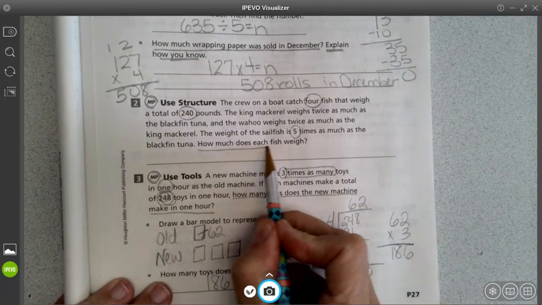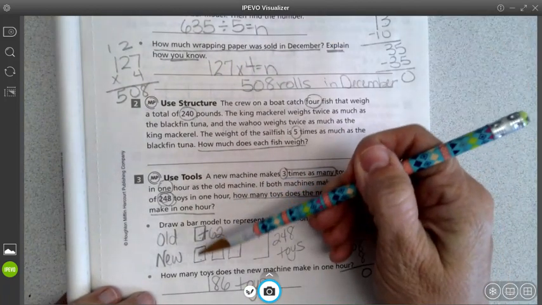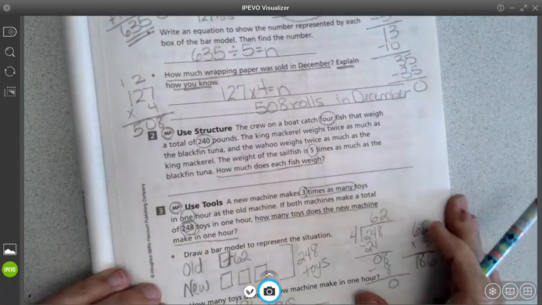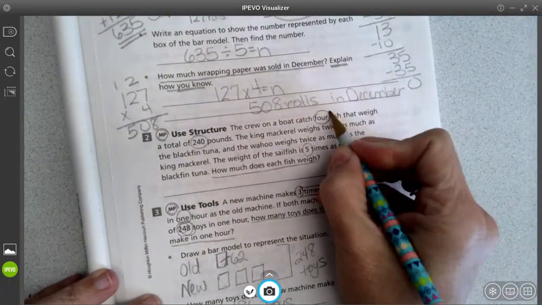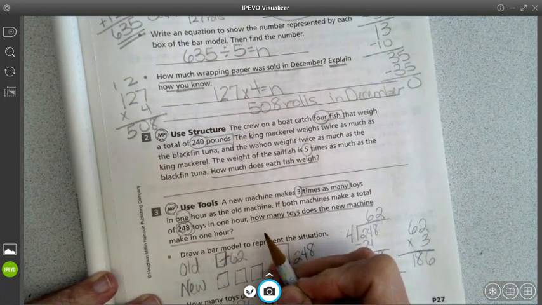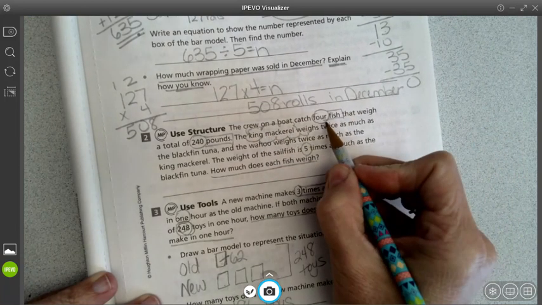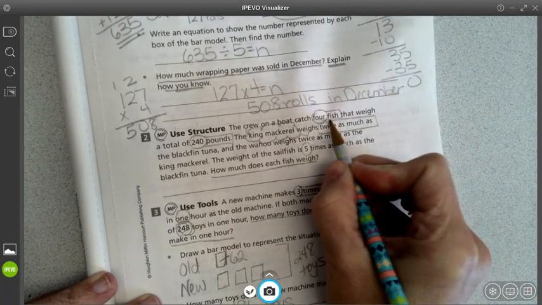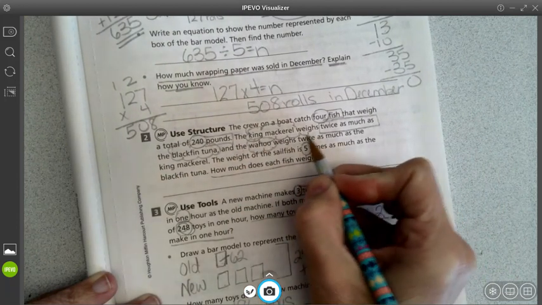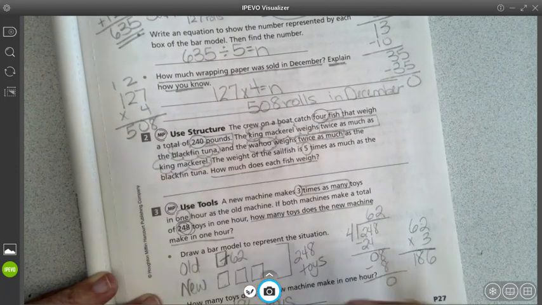Oh my goodness. Now we've got lots of information. Instead of just 2 things in our bar model, like the old and the new, or December and January, we've got a lot of fish going here. So we have 4 fish, and they weigh that much total. We've got a king mackerel that weighs twice as much as the blackfin tuna. And we've got the wahoo that weighs twice as much as the king mackerel.